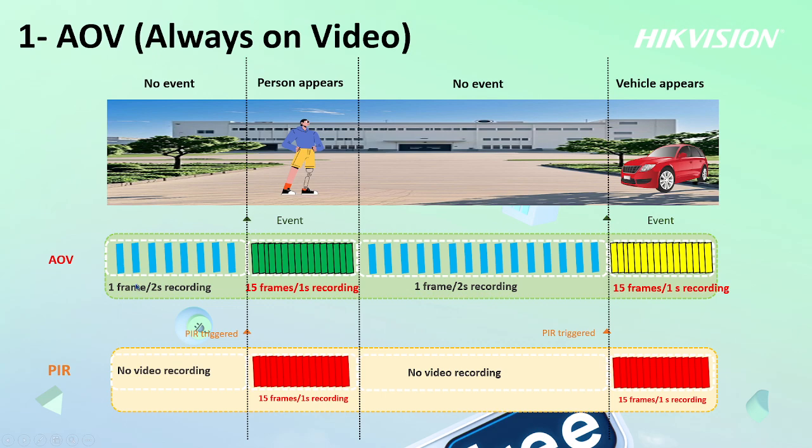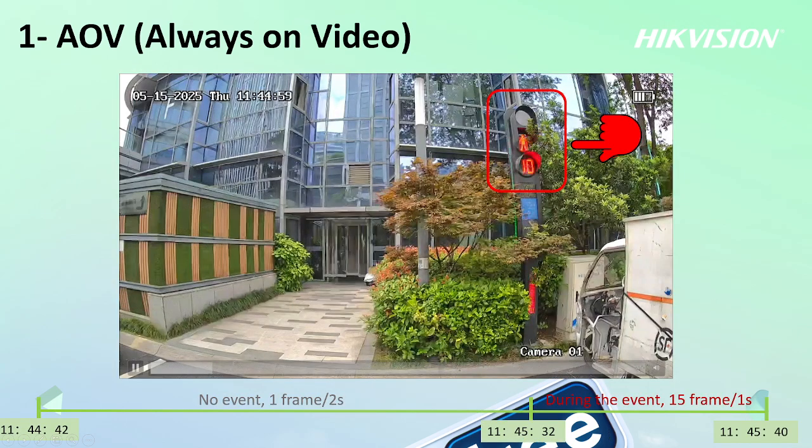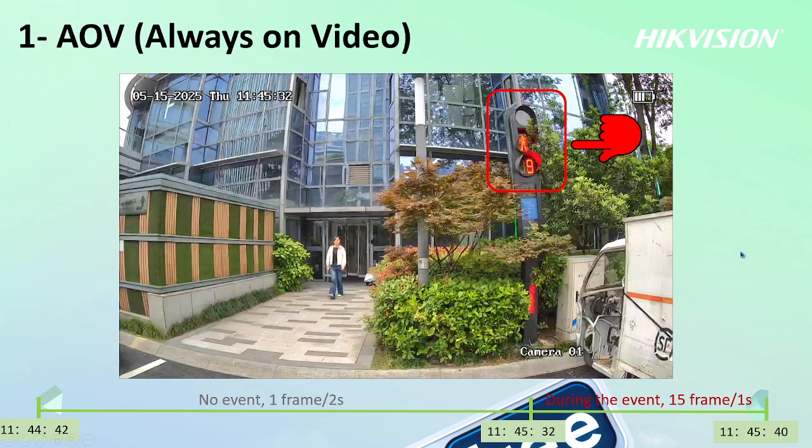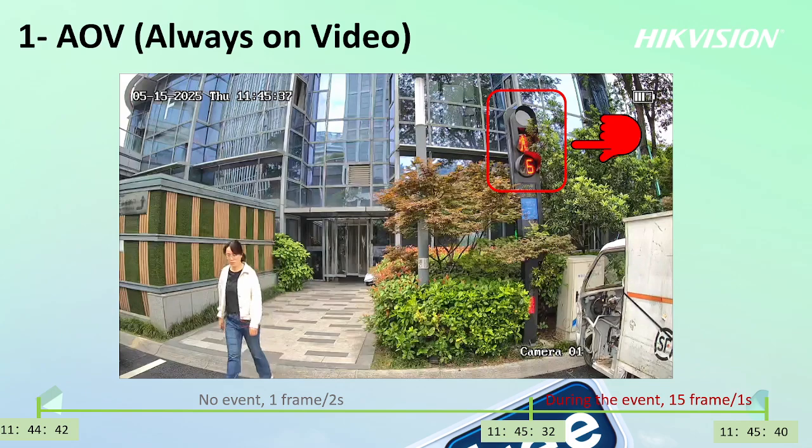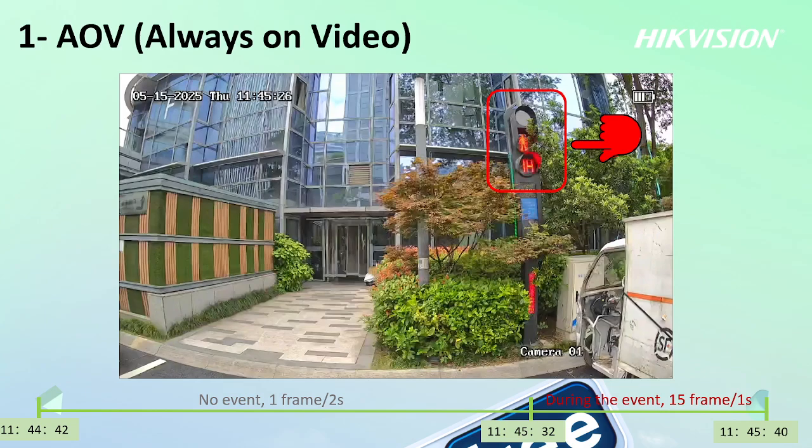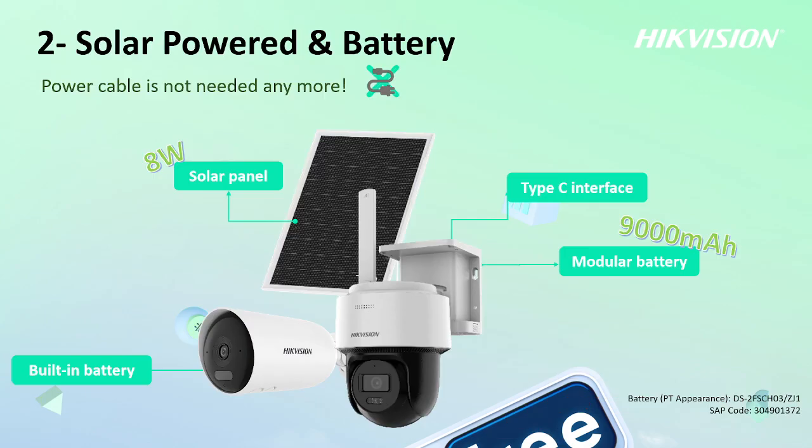So no event, 1 to 2 frames per second recording. Then when you have an event, we switch to 15 frames per second. Then no event again, lower the frame rate. So how to prove this? Let's say this video, you can see when the person is walking, the traffic light is actually reading constant. But when this person gets out of view, it slows down the recording. Now it starts to skip until the person is sighted again. So that's the idea of always on video.